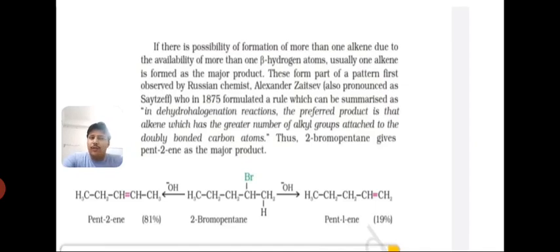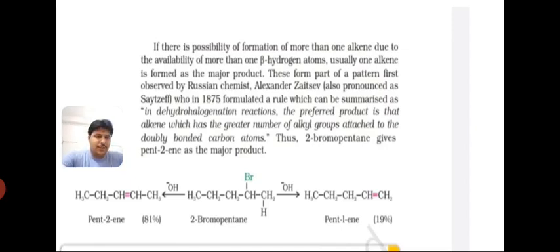Okay, both are alkenes, there is no other type of compound possible, only pent-2-ene and pent-1-ene, because the compound is 2-bromopentane. So these are the 2 compounds, pent-2-ene and pent-1-ene. So these are the 2 products. Now student, how can we find out the major product and minor product? For that there is a very simple technique.